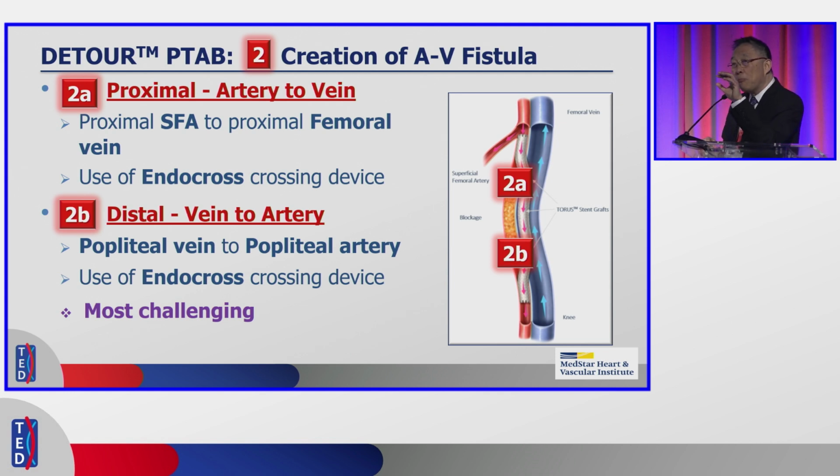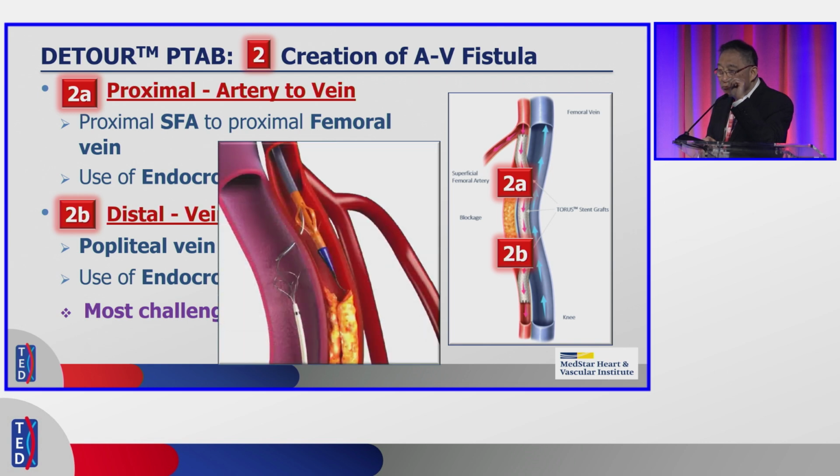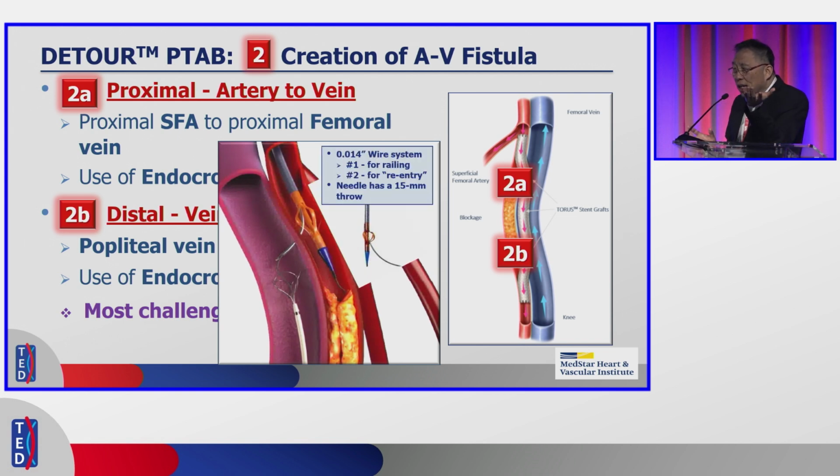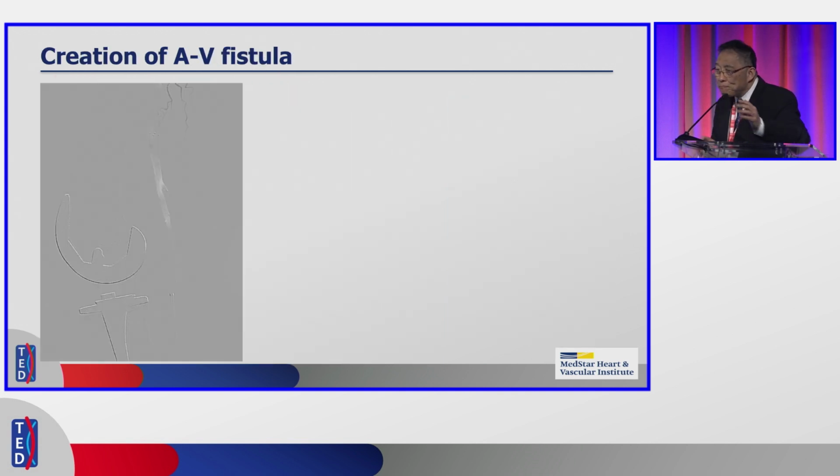And I would say this is the most challenging part. The distal AV fistula, or the VA fistula, is the most difficult in terms of this procedure, right? And this is what you see, right? There's a device, and there's a needle. And actually the needle's about a 15 millimeter throw, right? That means you have a 15 millimeter size. And then you need 2 wires, one for railing in the device and then one for the re-entry, just like the device that we have in the market right now that's also unguided, okay?